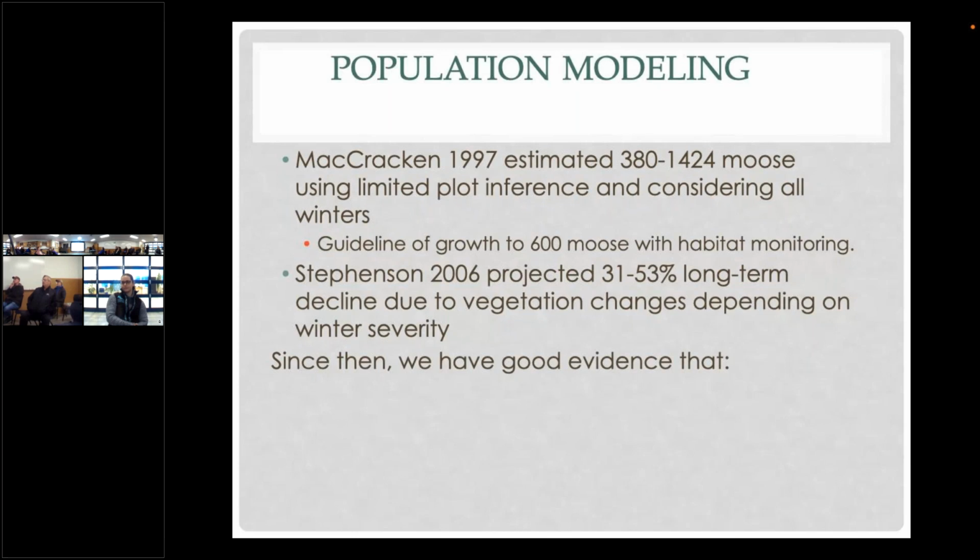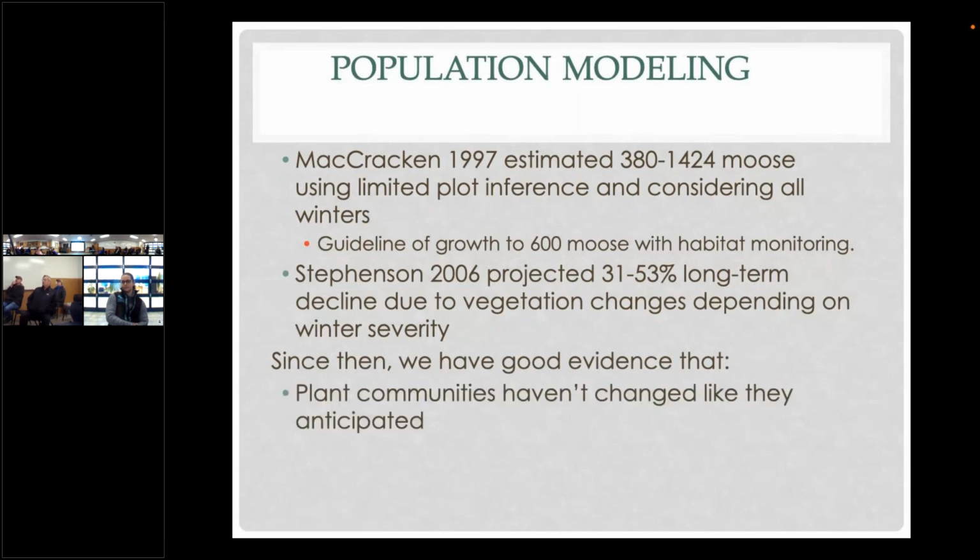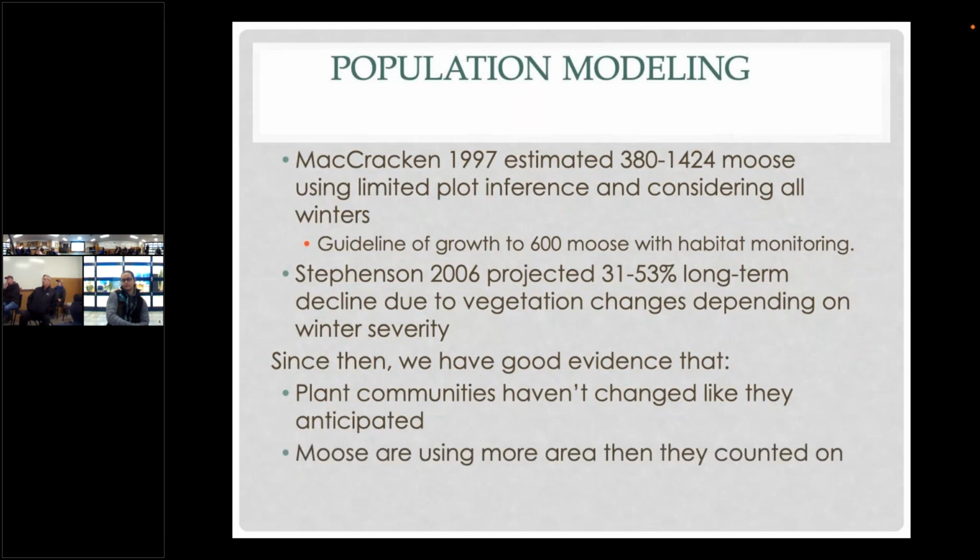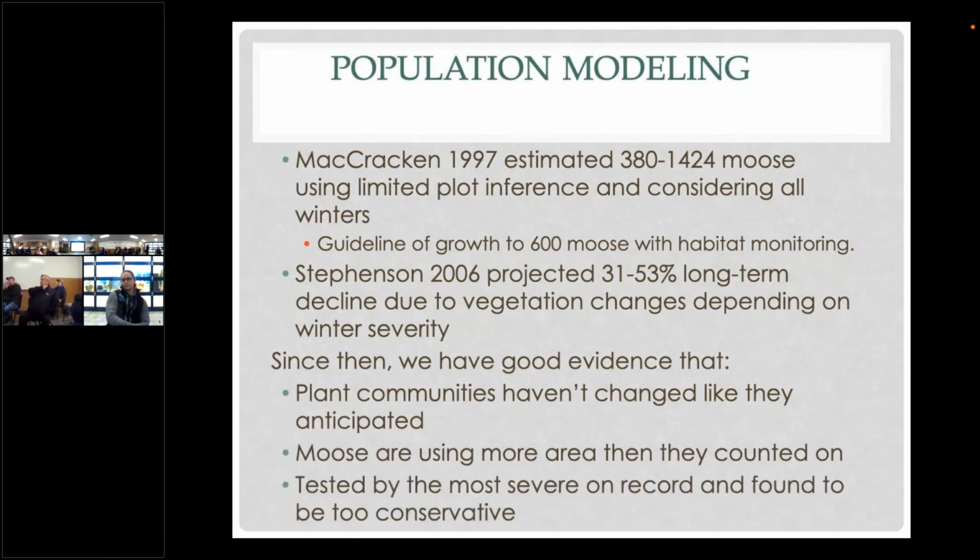So then another biologist studied this. Her name was Sharon Smythe, and she found that our plant communities have not changed in the way that they thought they were going to change. And they used satellite maps. They used our survey data and showed that moose are using more area than they originally thought they would. So they thought they were gonna use this really constricted winter range. We found that's just not the case. They're using lots of areas.